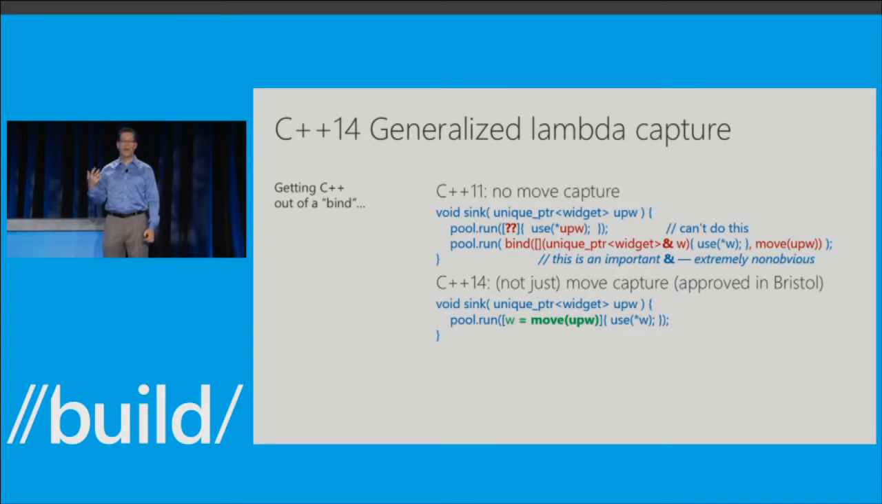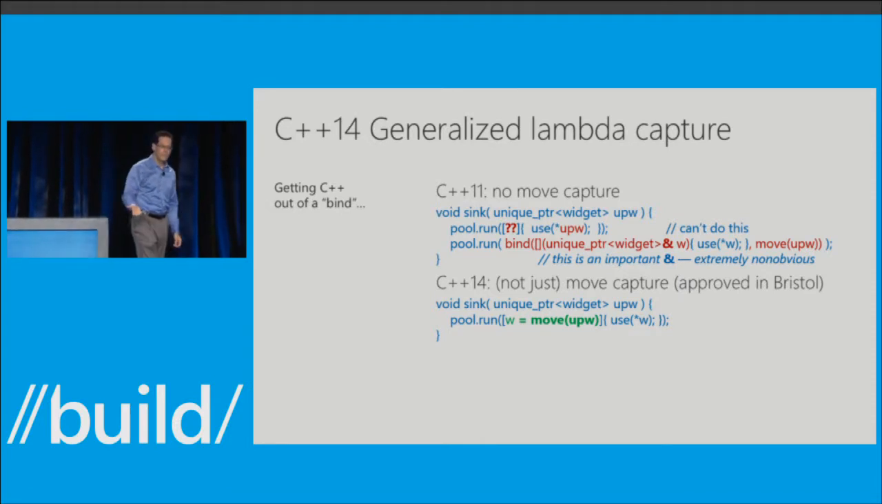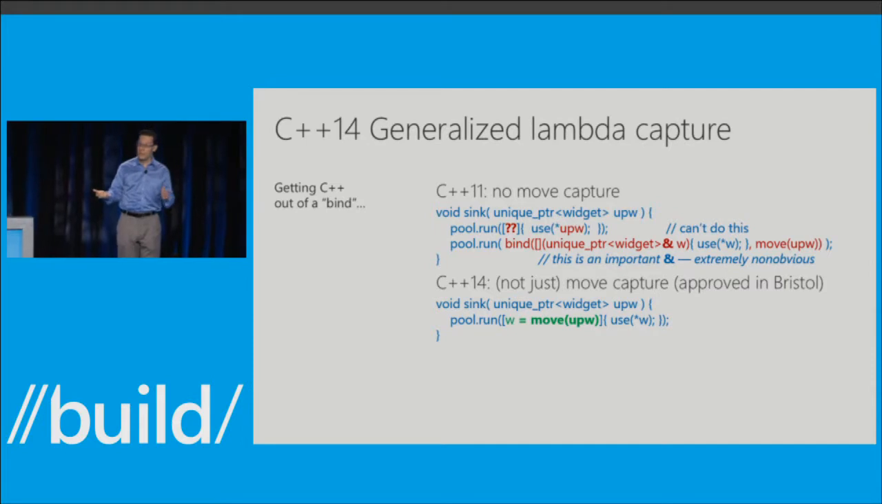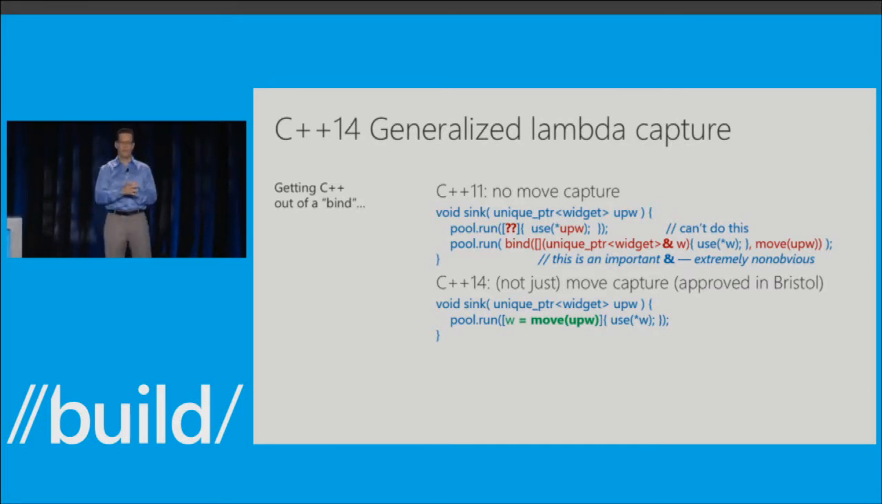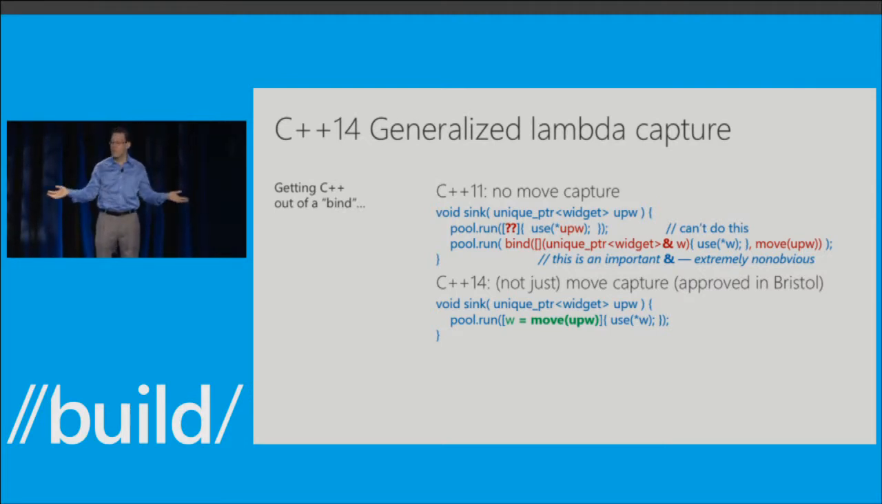Well, what if you have a move-only type, like a unique pointer? Turns out those are kind of popular these days. And you can't capture that directly in a lambda. So that first pool.run statement, the lambda has the two question marks. What do you write there? The answer is you don't, because there is no way to capture the unique pointer. You can't copy it. It ain't copyable. Yes, you could capture a reference to it, but that's not what you want. You want to move the ownership, and you cannot express that in C++11 with lambdas.